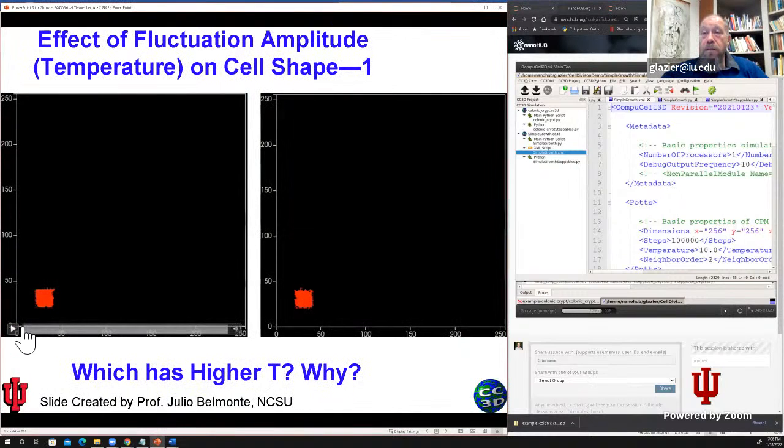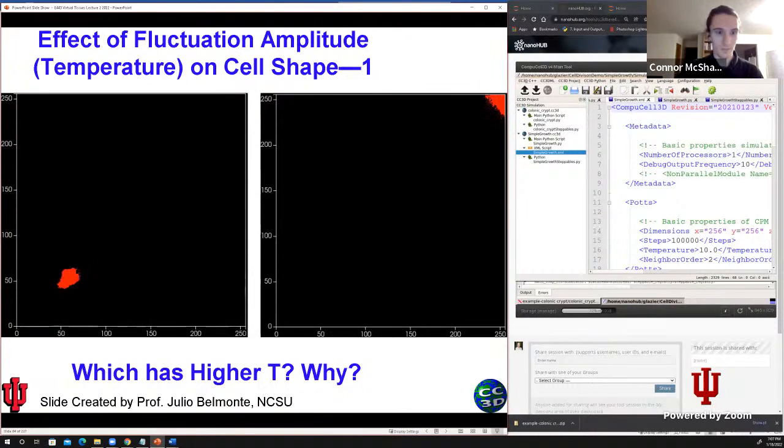Let's look at this in practice. I'm going to show you two simulations of a single cell crawling around. And I want you to ask the question, which one of these two simulations has a higher fluctuation amplitude? The left one or the right one? Higher fluctuation amplitude means that unfavorable choices are made more frequently. So the right in that case.